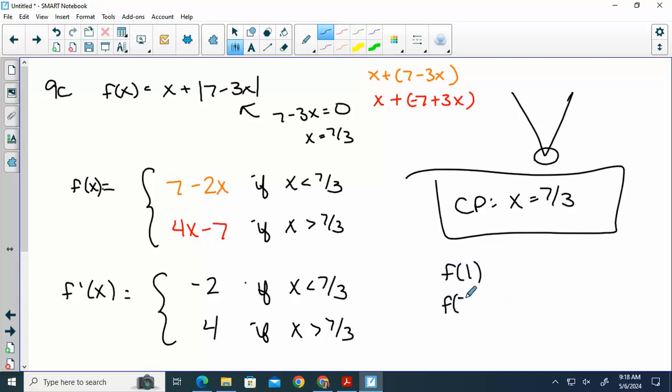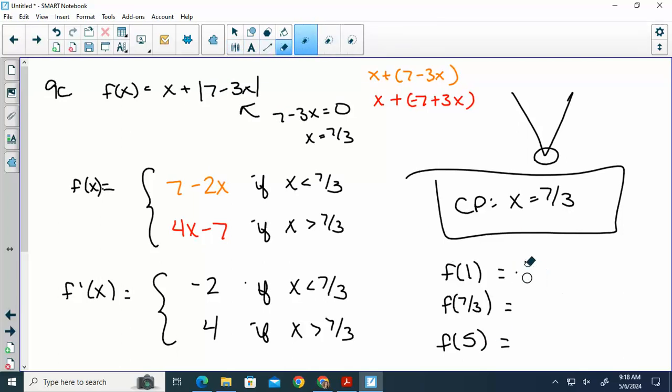So we have to test all of these. These are going back into the original. So if you put in a 1, you get 1 plus the absolute value of 7 minus 3. So 1 plus 4 is 5. If you put in a 7/3, you get 7/3 plus the absolute value of 7 minus 7, so that would be 0. So we just get 7/3.